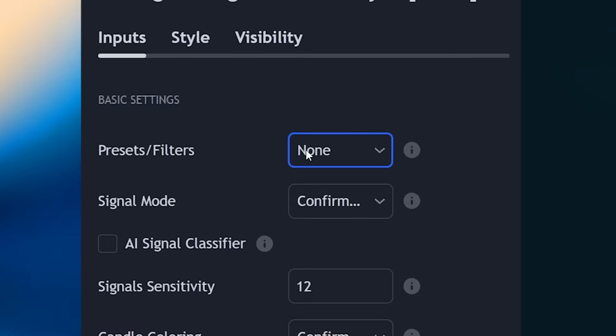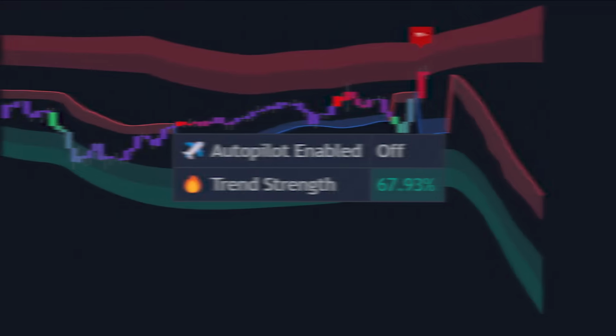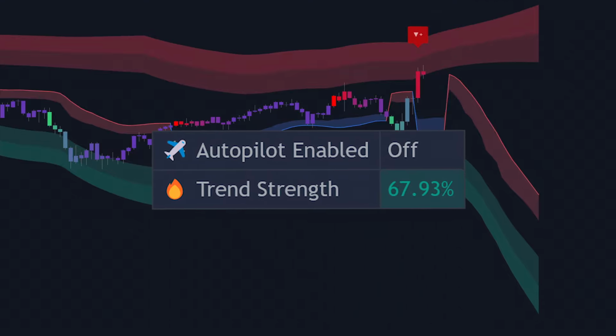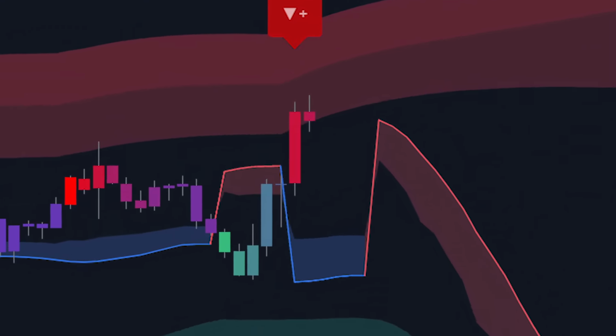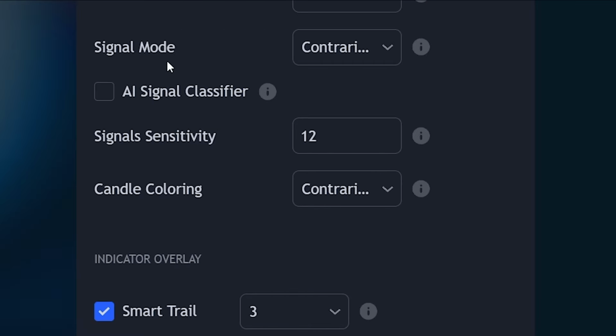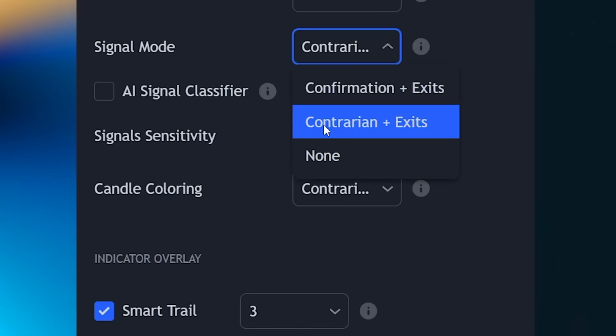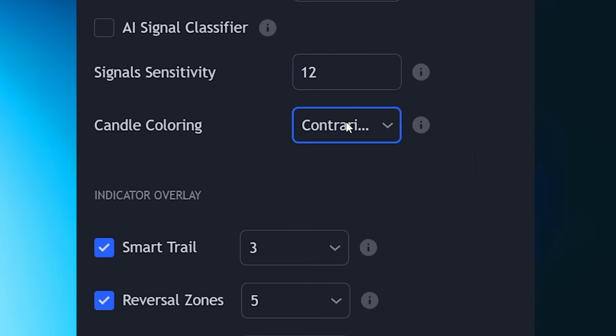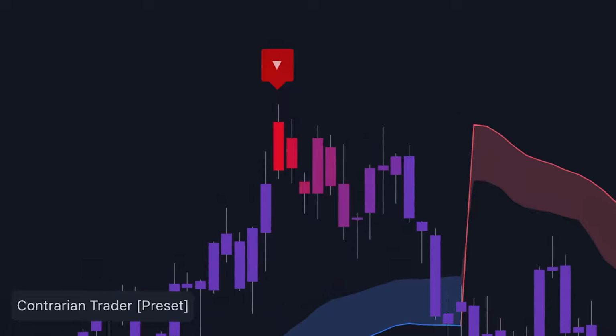And finally, we have the Contrarian Trader preset. This is designed for traders who want to go against the prevailing trend, aiming to capture the absolute highest and lowest points in the market. What makes this preset unique is that it's the only one that utilizes our Contrarian Signals mode and Contrarian Candle coloring. This combination is highly effective at pinpointing market tops and bottoms.